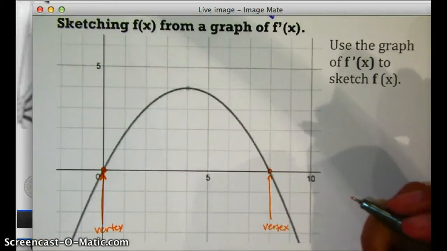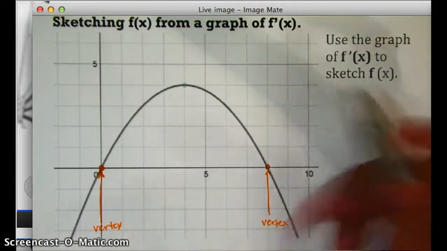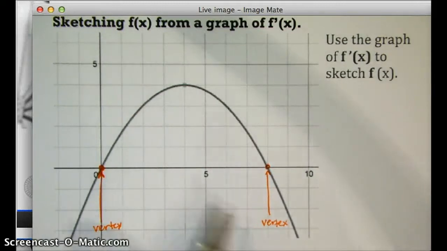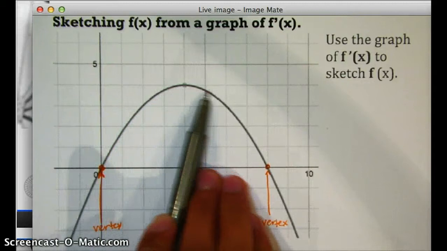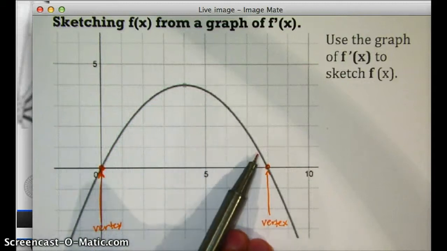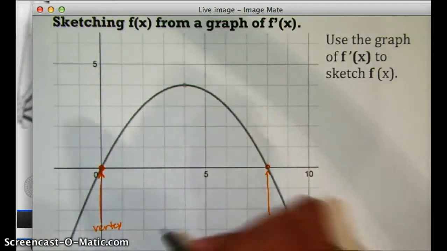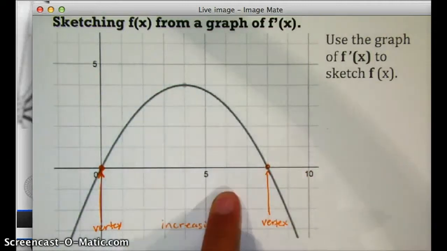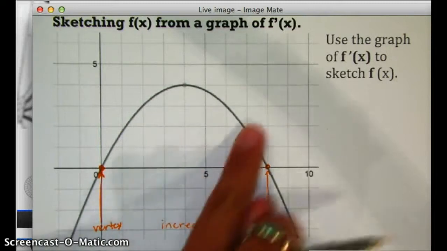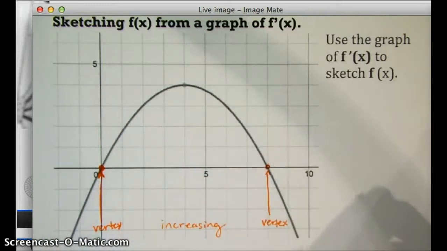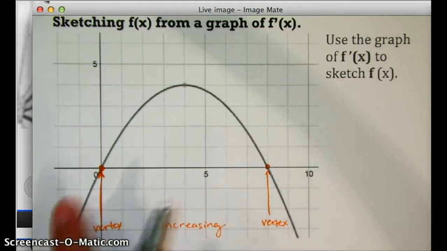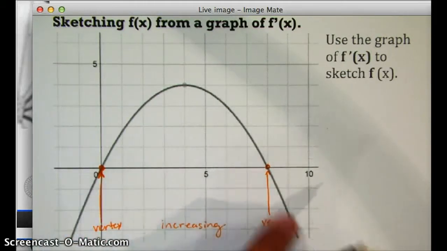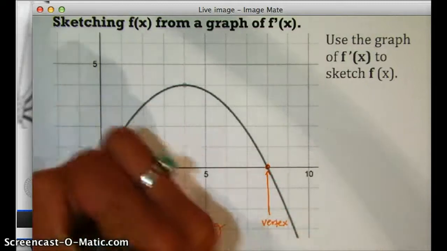Now, it would be really nice if I knew whether they were max or mins. So let's use another piece of information from that table. In between these two vertices, my derivative function's y values are positive. What does that mean for the original function? That's right, it means that the original function is increasing. So all through the middle section of the graph, the slopes of the original function are going to be positive. It's going up. On the edges, on the other side of this vertex and on the outside of this vertex, the derivative function's y values are negative, and that means the original function is decreasing.